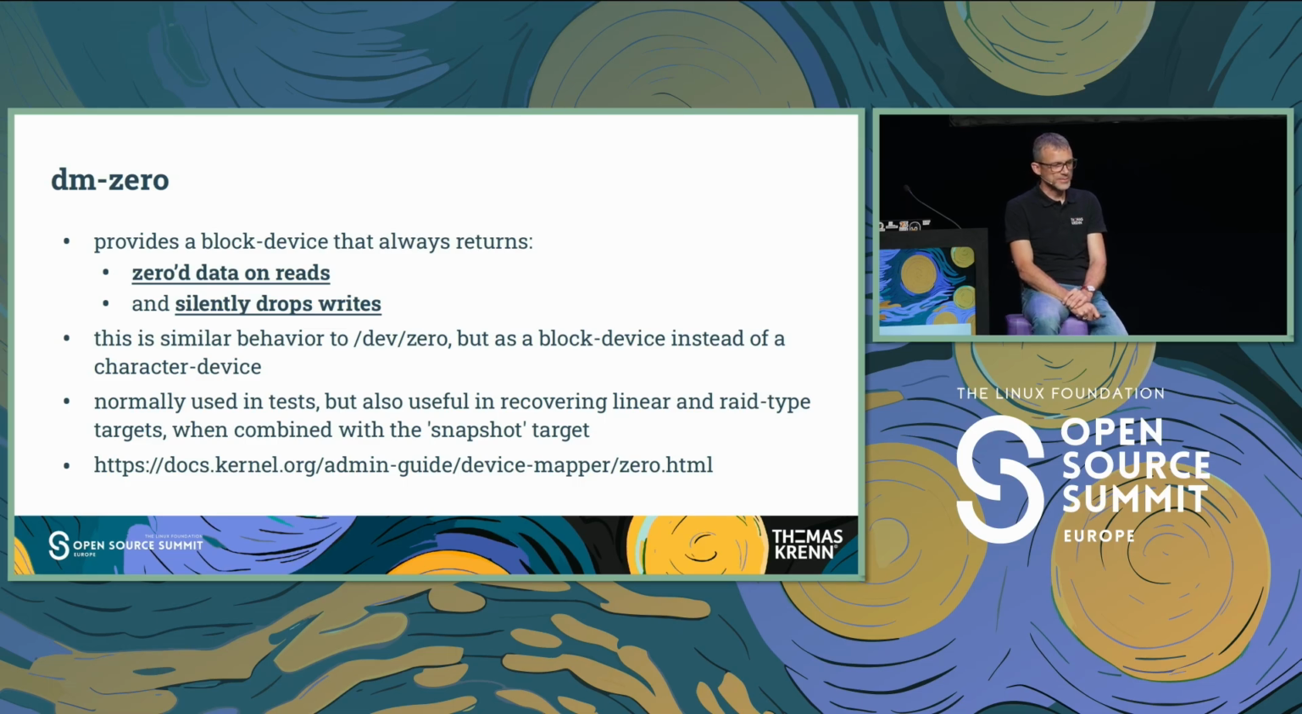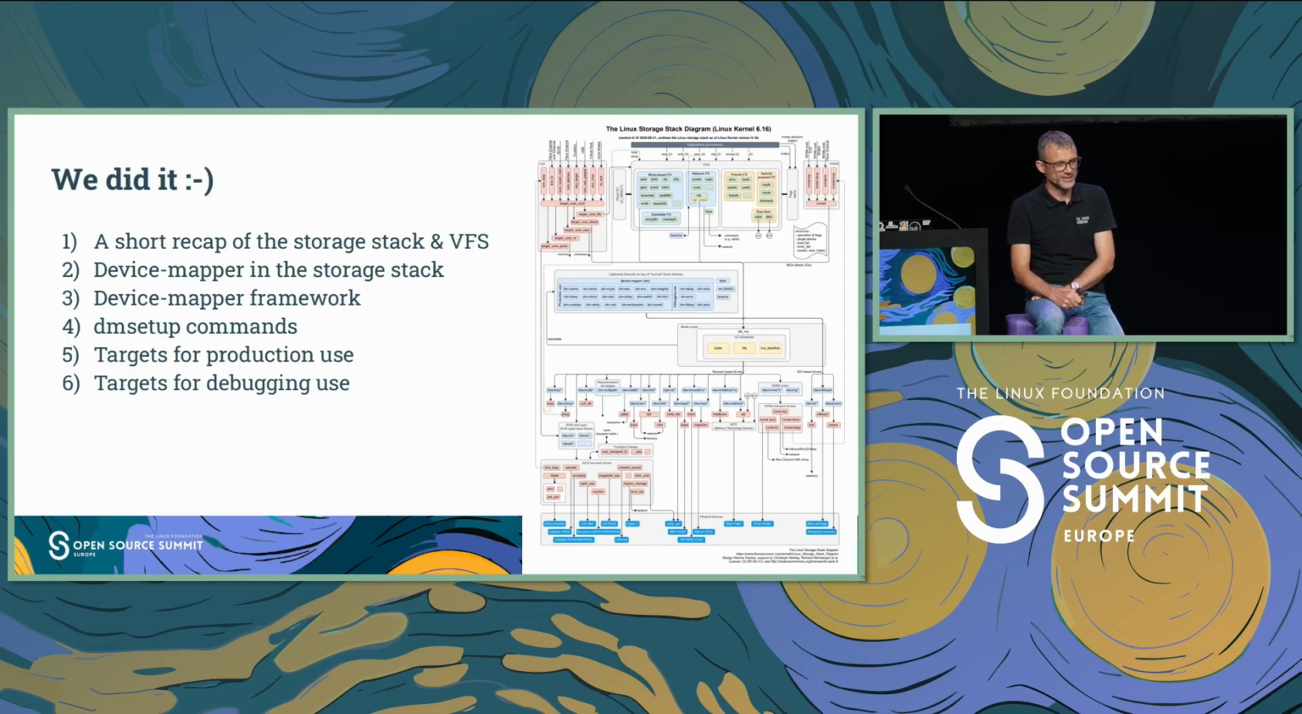And the last one, dm-zero, provides a block device that always returns zero data on reads and silently drops writes, similar to /dev/zero, but as a block device. It is also used for tests, but it can also be useful for recovering linear and similar targets when you combine it with the snapshot target, so you can use it not only for debugging, but also for some pre-production use cases. And with that, four minutes before the time is over, I think we did it.